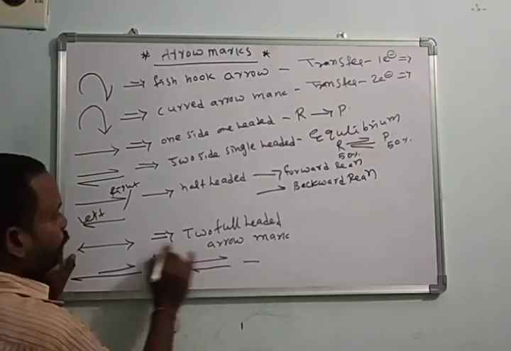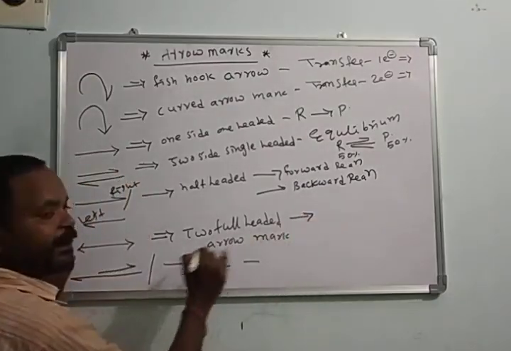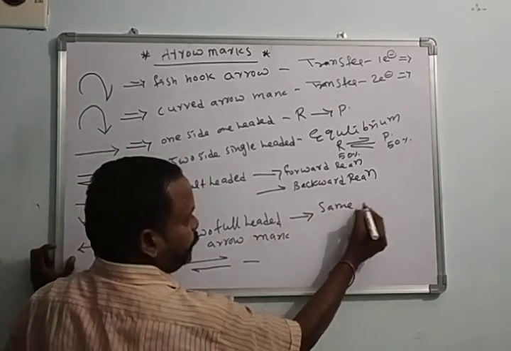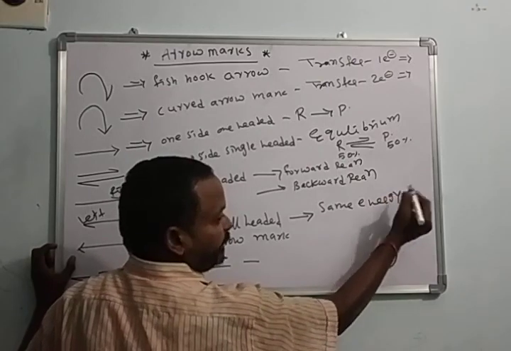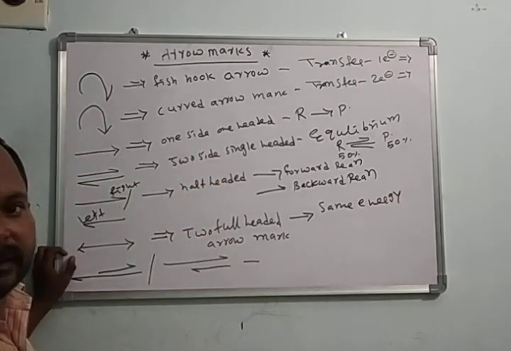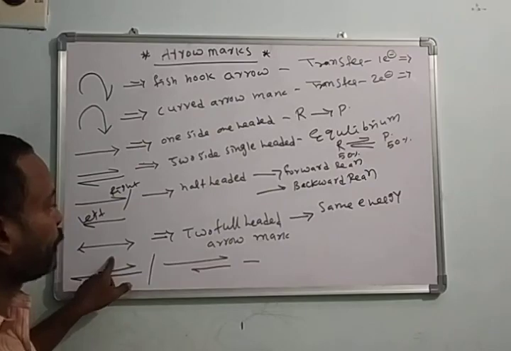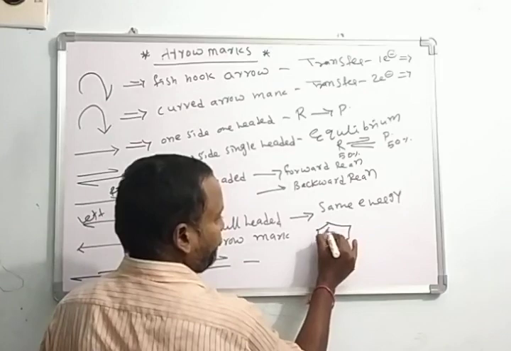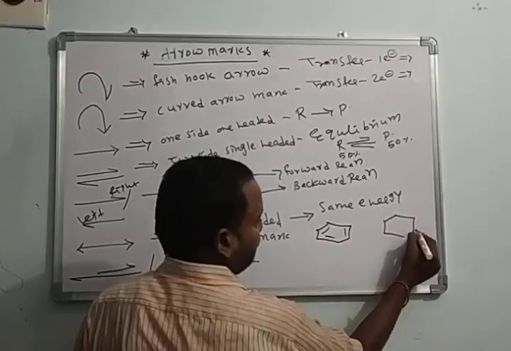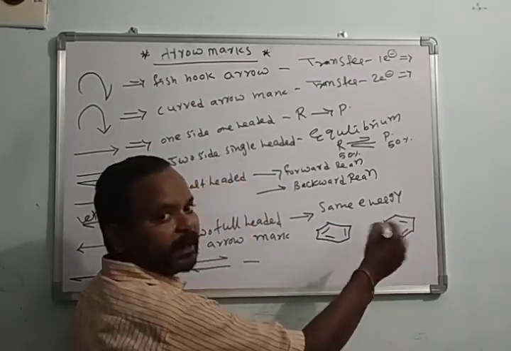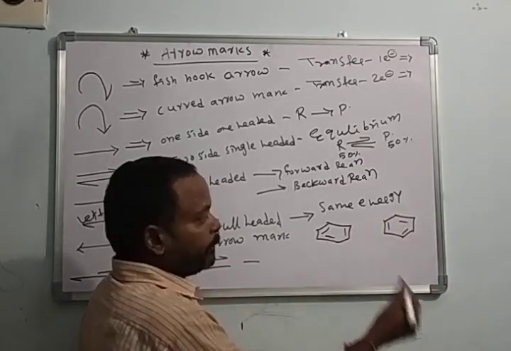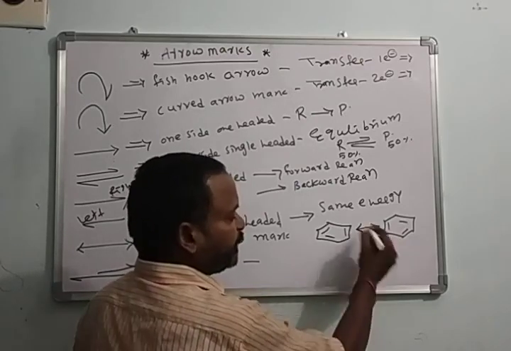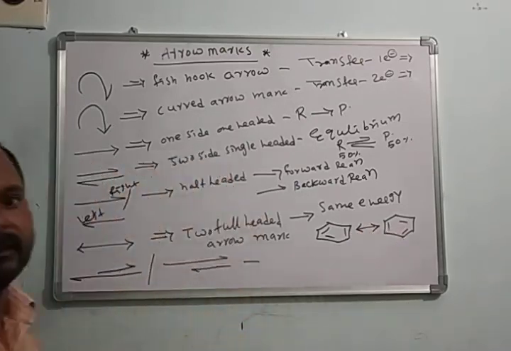The two fully headed arrow mark means same energy containing molecules. That means resonance structures. For resonance structures, we use the two fully headed arrow mark. Here one benzene is there, and one more benzene is there. These two benzenes are both resonance structures, Kekulé 1 and Kekulé 2. Both have the same energy.